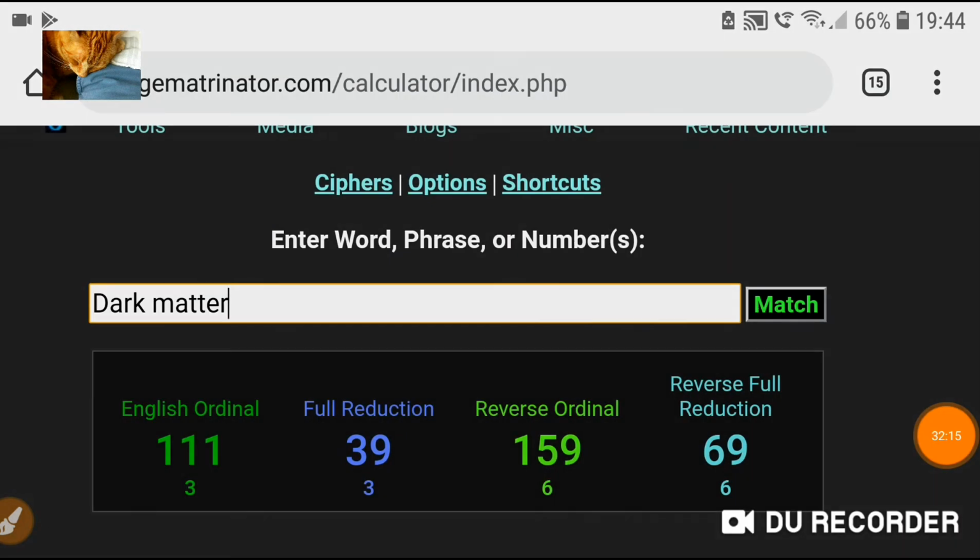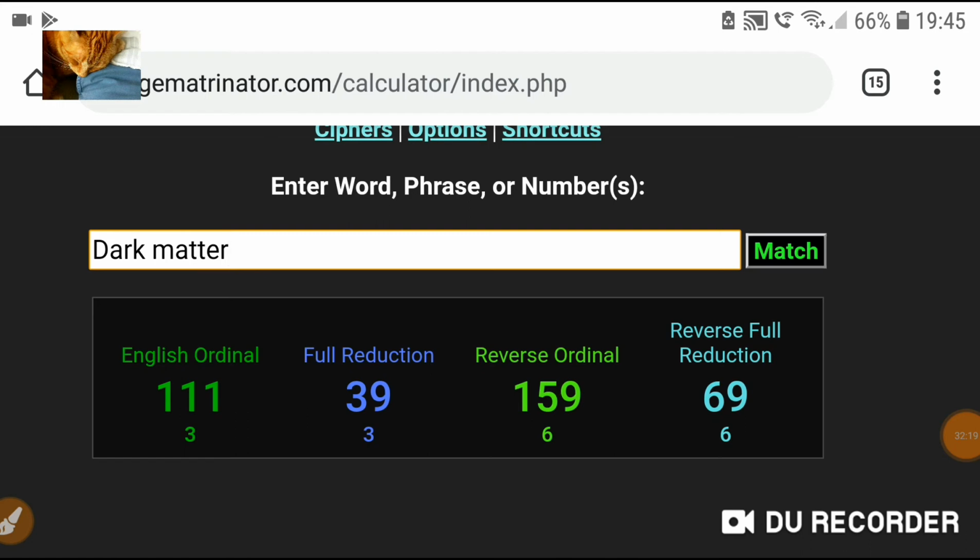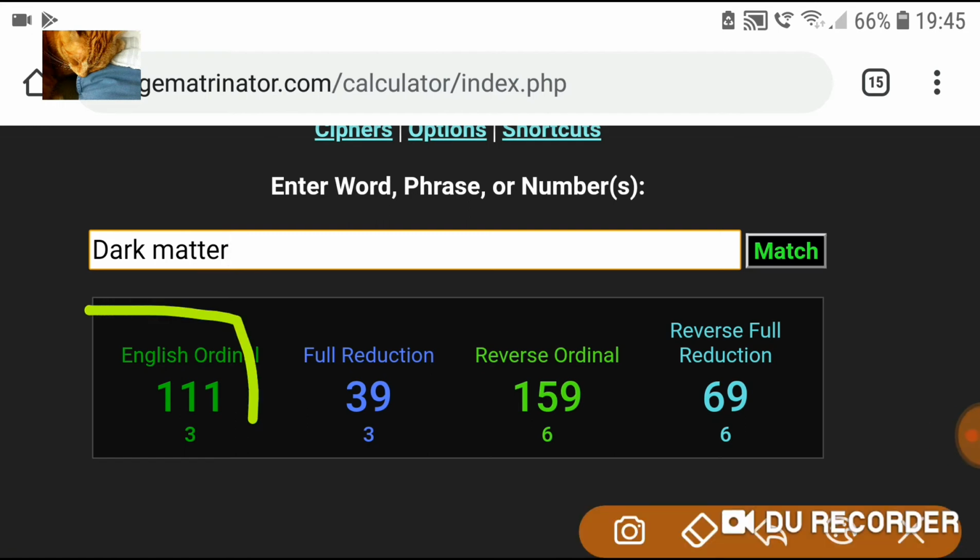The video's getting a bit long, so I'm not going to bore you too much with gematria, but you can have a look for yourself. But some interesting ones stand out straight away. That's how many days there are, 111 every single year, leap year or not. That's how many days remain in a year as of September the 11th.